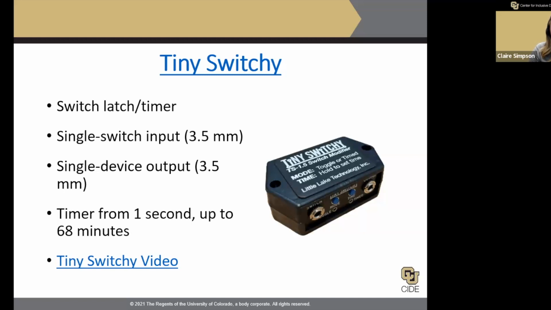And if you plug in a switch and you plug in a switch adapted toy or device, you can modify how the switch controls the device. So in toggle mode, you can make it so that one hit of the switch turns the device on, and then it stays on until you hit the switch again to turn the device off. Versus in timed mode, you can set a timer on the Tiny Switchy, and that will determine how long the device stays activated after the switch has been hit. And you can set a timer from anytime between 1 second up to over an hour.